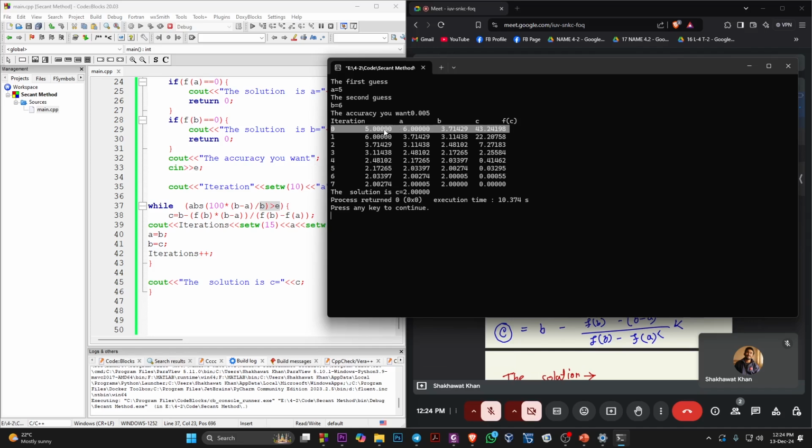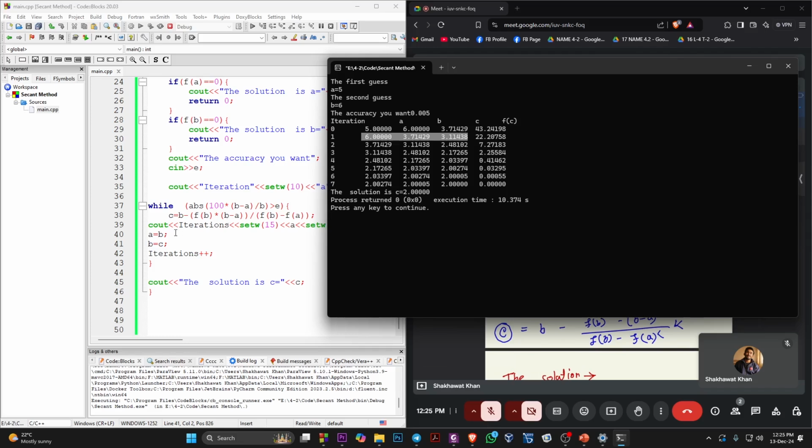So my b minus a divided by b is obviously greater than my error, so that's why I would get another iteration value. In that case, this b value 6 is replaced in a, so a equal to b, and this c value 3.714 is replaced in b. Okay, so this replacement happened, and again we have a new c value here: new a is 6, new b is 3.71 and new c is 3.11. That happened by this equation.